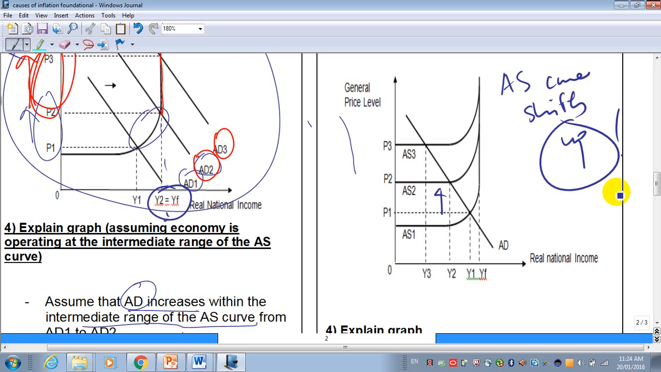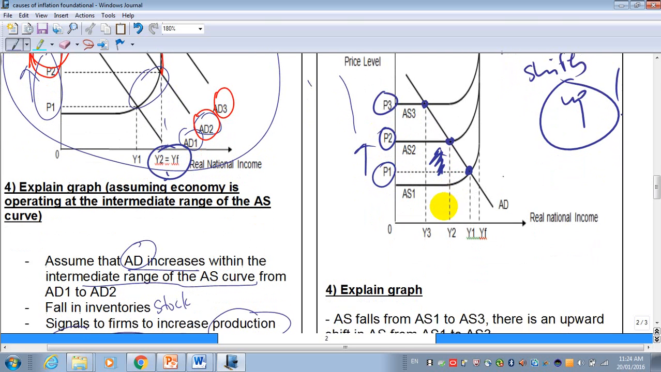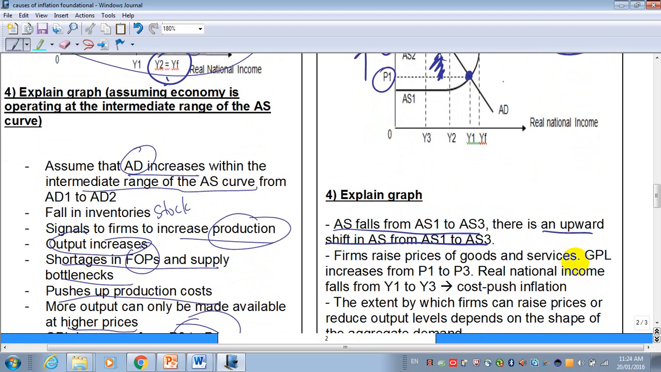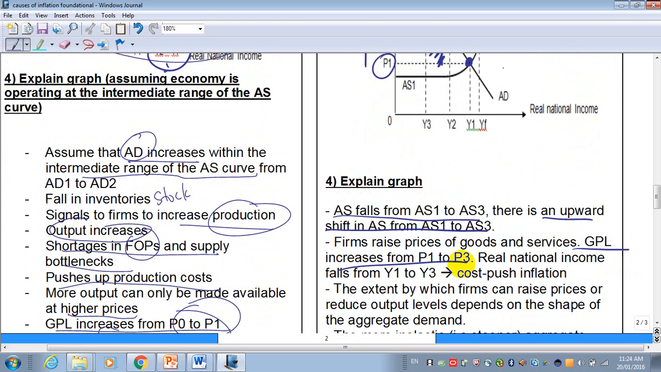Okay, so what happens is that I was saying that AS falls, aggregate supply falls, but visually the curve looks like it's shifting up. And what happens is that when you draw the graph, you see that you get P1, all right? Now, price level shifts to P2. It increases to P2. Okay, and if the aggregate supply curve falls and continues to shift up, then it will go up to P3. Okay, so there's an increase in GPL, that is cost push inflation. All right, so AS falls, there's an upward shift in the aggregate supply curve, and you will see that the GPL increases from P1 to P3.